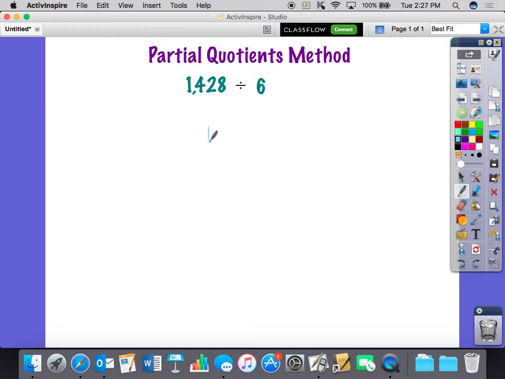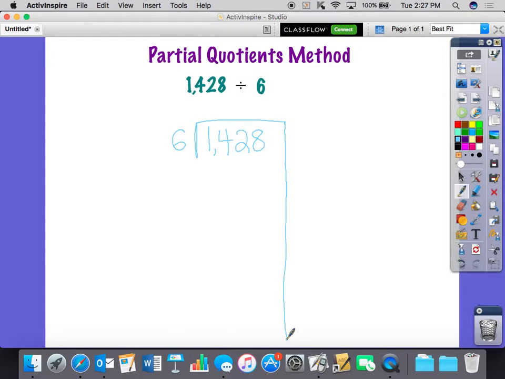Okay, so first I'm going to write my problem down. I'm going to do 1,428 divided by 6. Now, with this one, what we do is we take the line and we draw all the way down like this, okay? And what we're going to try to do is multiply 6 times a number that would take out a chunk of this 1,428, okay?